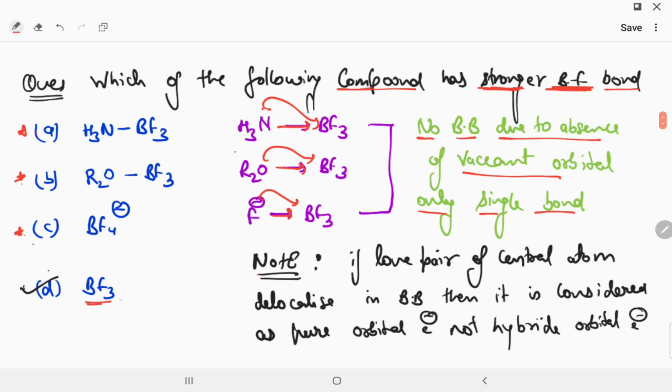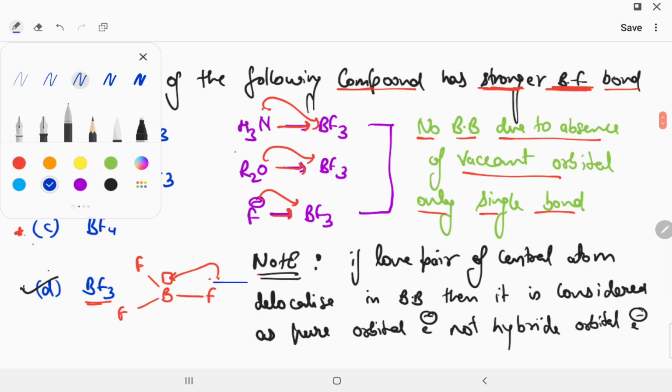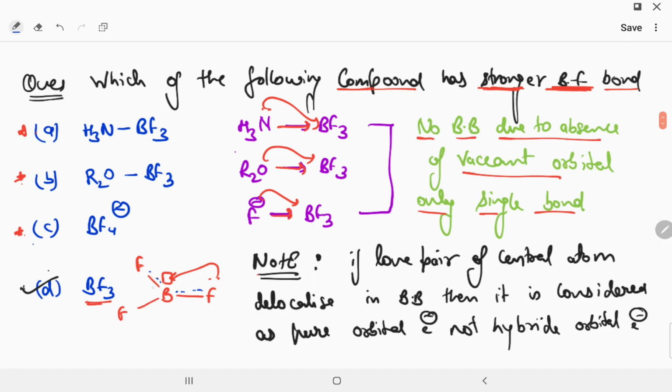Now understand, in BF3 we know that very well. BF3 has a trigonal planar structure, and boron has a vacant orbital. So the fluorine lone pair will donate to the vacant boron orbital, so it will show partial double bond character. So the bond length decreases and bond strength increases. So the correct answer is D.